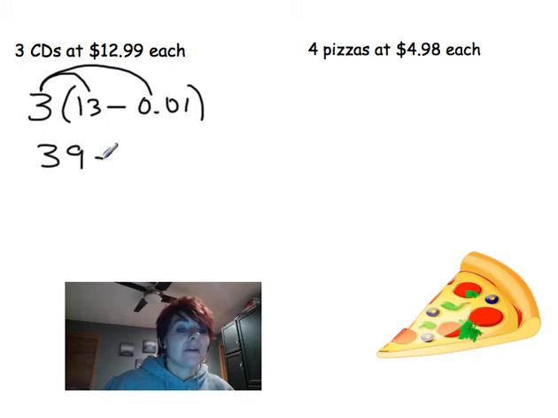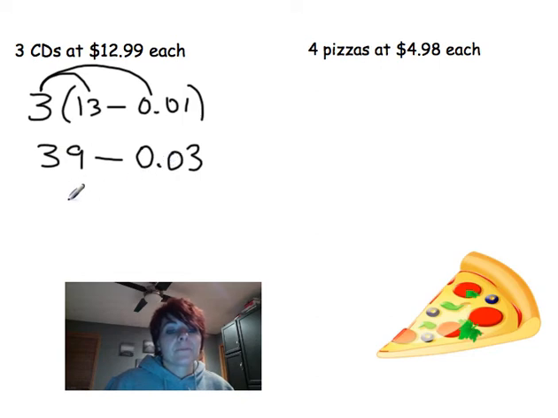Then, what's 3 times negative 0.01? Okay, well, that's going to be negative. Now, just think of it. What's 3 times a penny? It's 3 cents. Okay, so it would be 0.03. What's $39 minus 3 cents? Well, that would be 38.97. Okay, real quick, nice and easy.